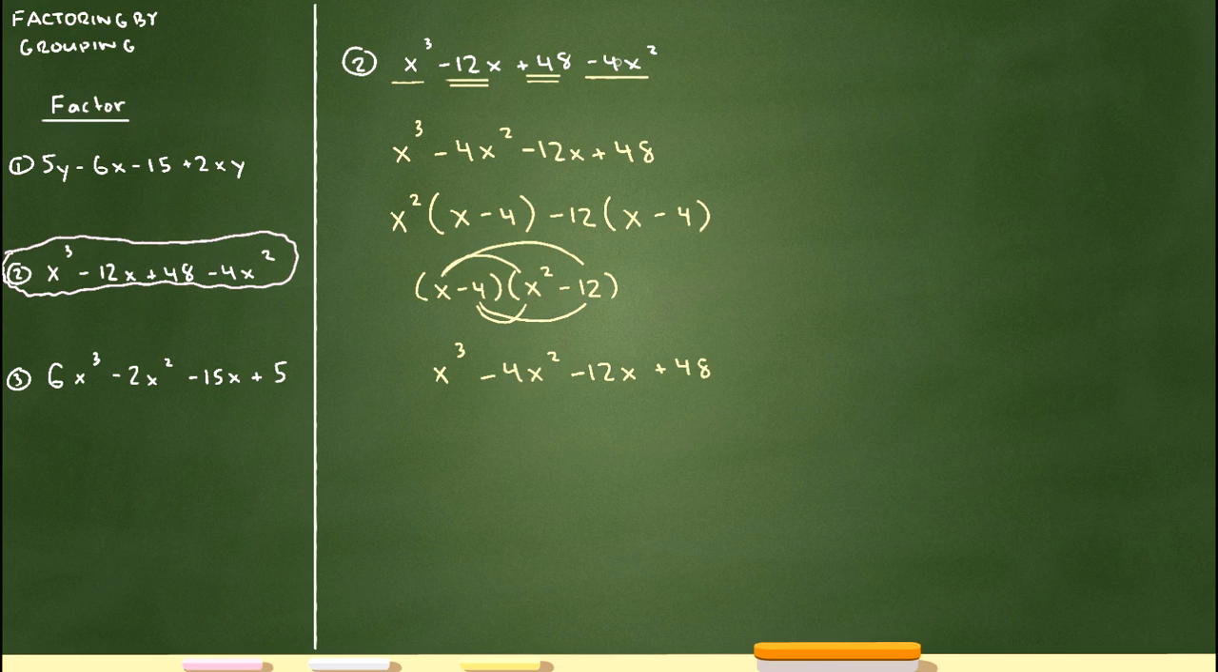And this is the same expression as up here, right? It's in a little bit different order, but that order doesn't matter, right? For adding here. So x cubed, and there's our negative 12x, we have our 48, and we have our negative 4x squared. So we know this is the correct factored form right here.